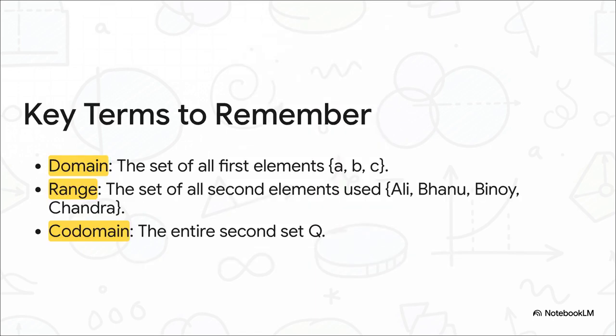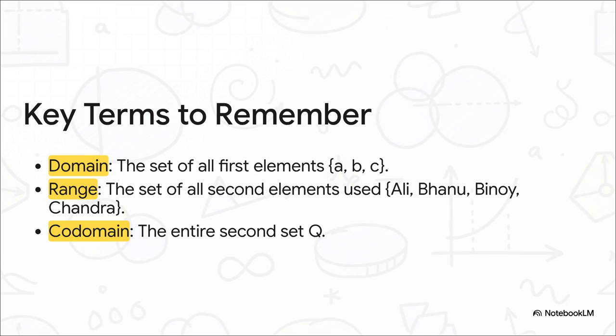All right, now for some vocabulary. There are 3 key terms you have to know. First is the domain. That's just the set of all the things where the arrows start. So in our example, it's A, B, C. Simple. Next is the range. The range is the set of all the things where the arrows actually land, the names that got picked, right? And finally, we have the codomain. The codomain is the entire second set, all the names, even the ones that didn't get an arrow pointing to them.